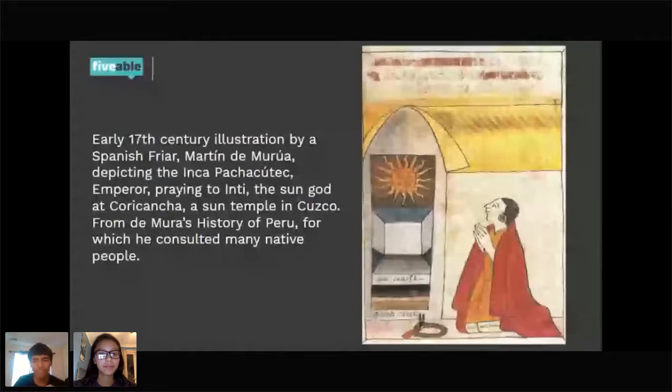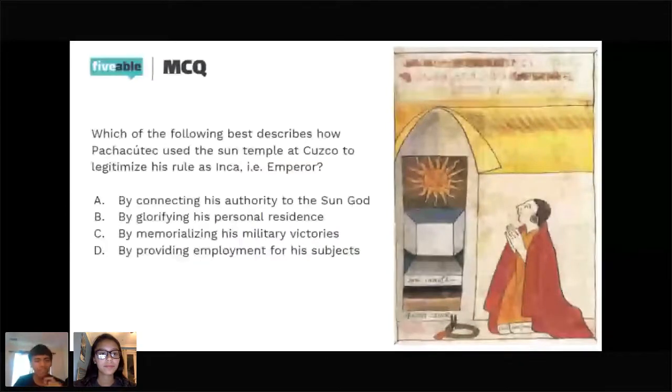So let me ask you this. Which of the following best describes how Pachacutec used the Sun Temple at Cusco to legitimize his rule as the Inca emperor? We have four choices here. Is it A, by connecting his authority to the sun god?